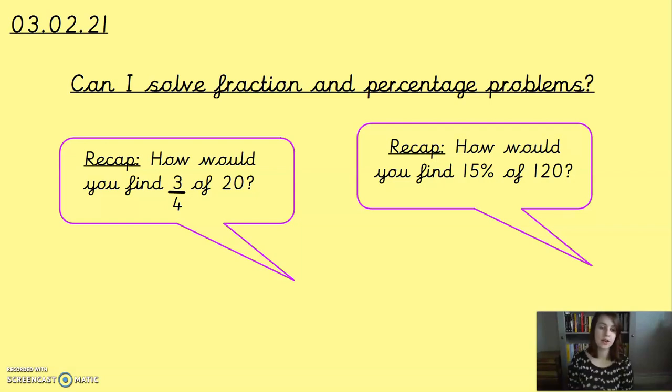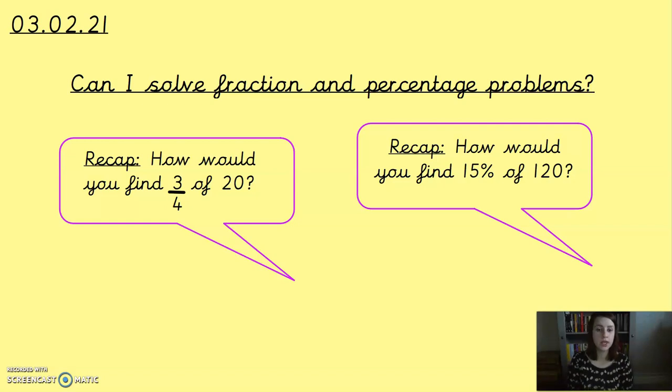So today we are going to combine everything we have learned about percentages last week and everything we've done so far this week about fractions of amounts, and we're going to do some comparing of them today. So as a little recap, there are two questions on the screen for you that I want you to have a go at working out to remind yourself to get your brain working.